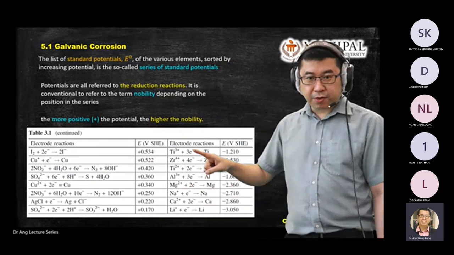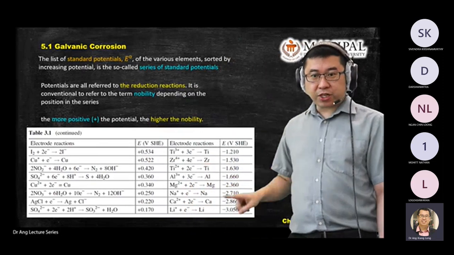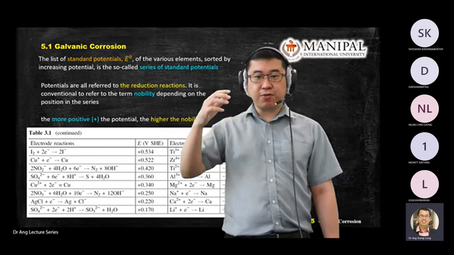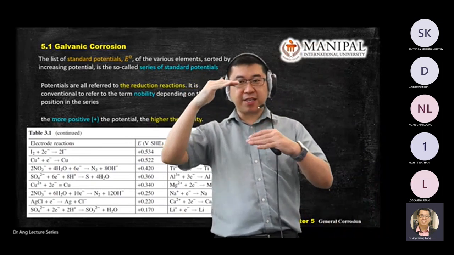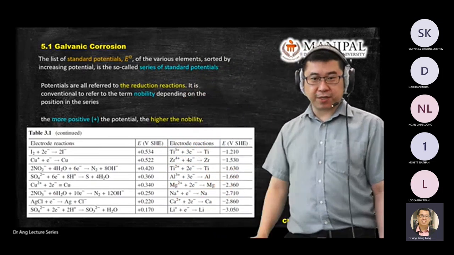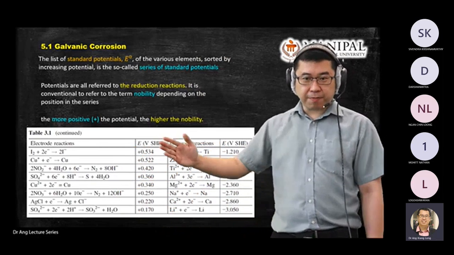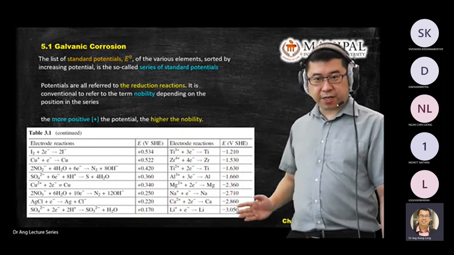Okay. This one is also the same. So here you have a negative potential. Negative potential means it's still receiving, but it's in the lower nobility compared to the positive one here. So you have two sets of data here. One with the positive potential, one with the negative potential.